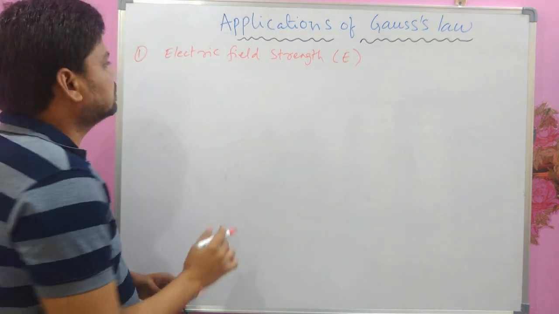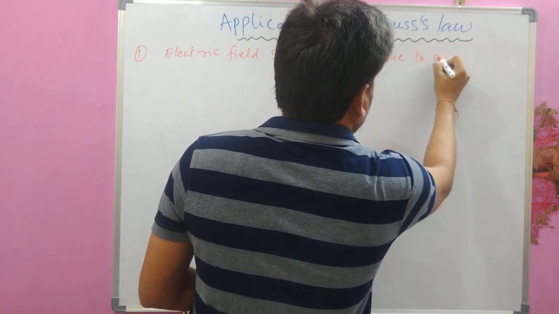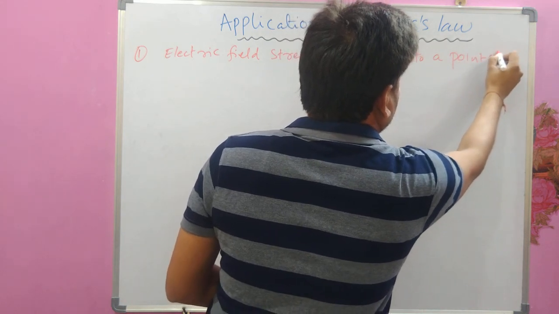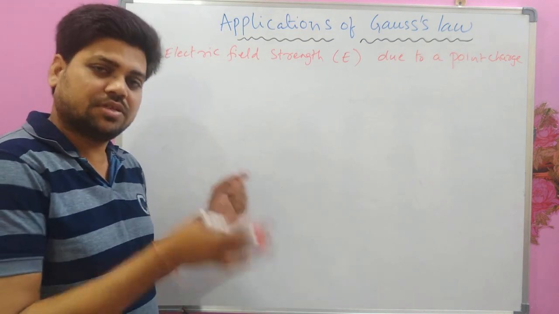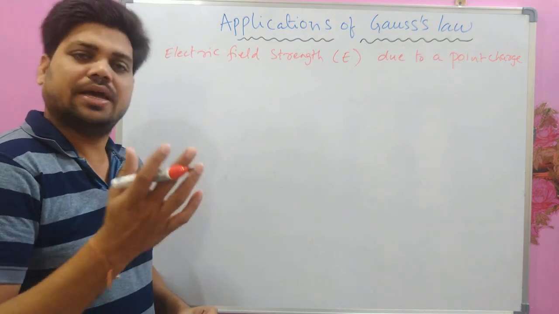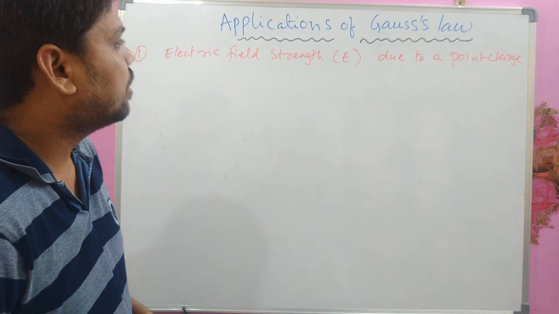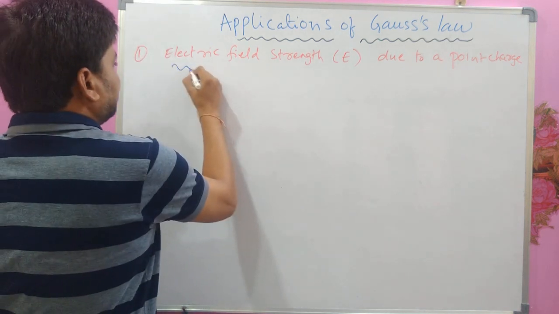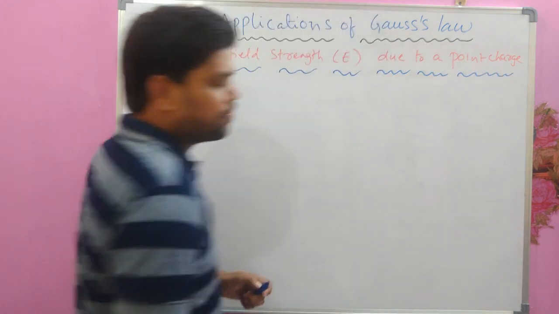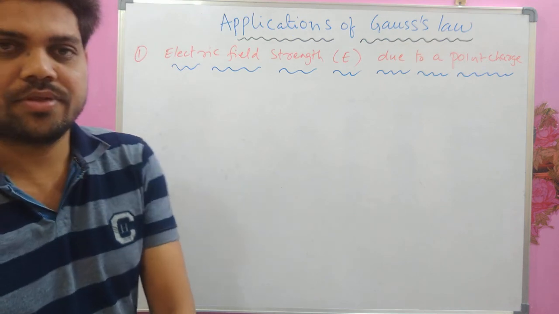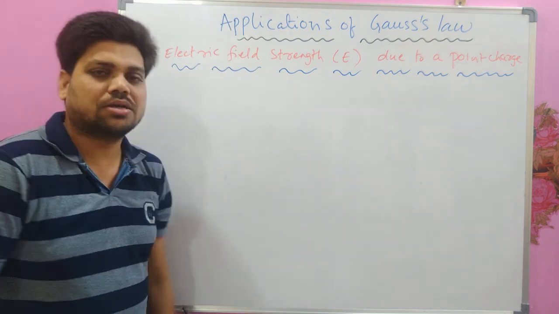Electric field strength due to a point charge. Actually this was calculated in one of my previous video lectures, and that was also used in deriving or proving Gauss law. But here what I am doing is I am going to find out the electric field strength or electric field due to a point charge using Gauss law. Okay, so we know the answer already, but we will get the same answer by using Gauss law.